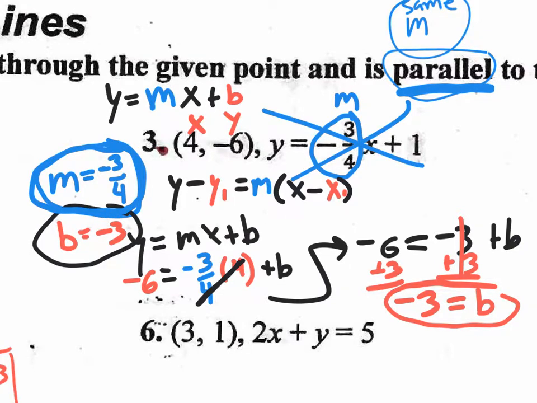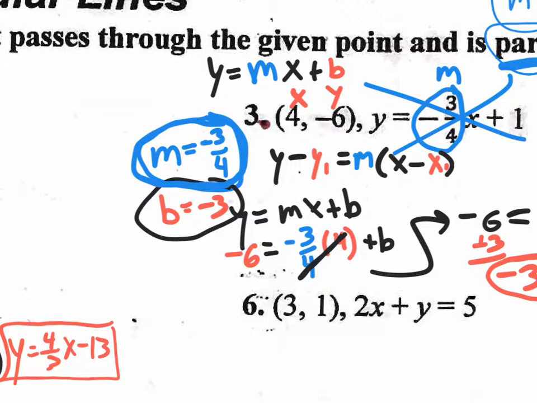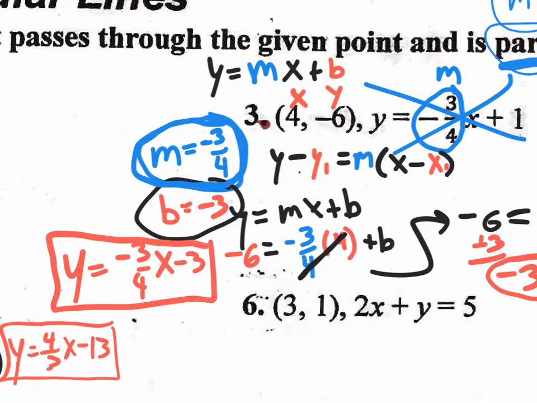Okay, so let me actually go over here to the side. Let me write my answer. It's going to be y equals negative 3/4 x minus 3. And ladies and gentlemen, that's your slope-intercept form equation of number 3.